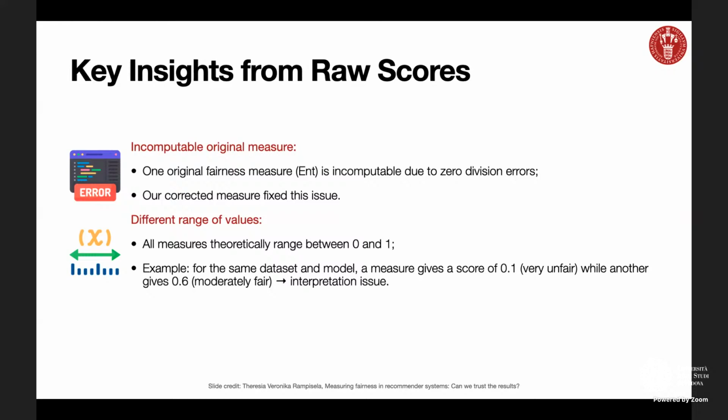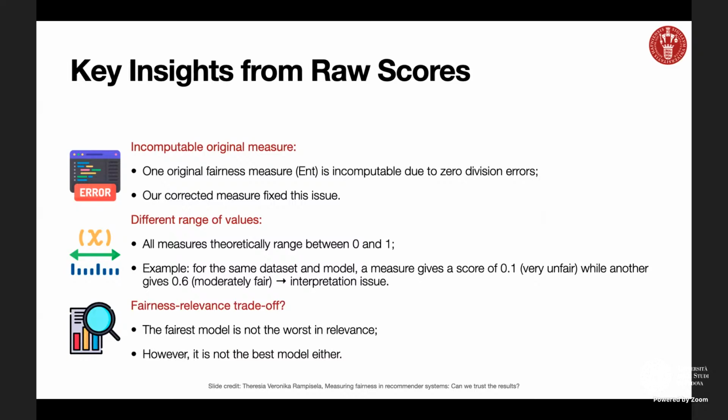So there are measures that give a score of 0.1, where in theory the measure is the higher the better, and I think the model is very unfair. But for another measure, you can get 0.6, same definition of fairness, which might make you think the model is moderately fair. So you cannot really look at the scores of these measures as they are. And we could fix some of this with min-max normalization, but it's not possible for all of them.